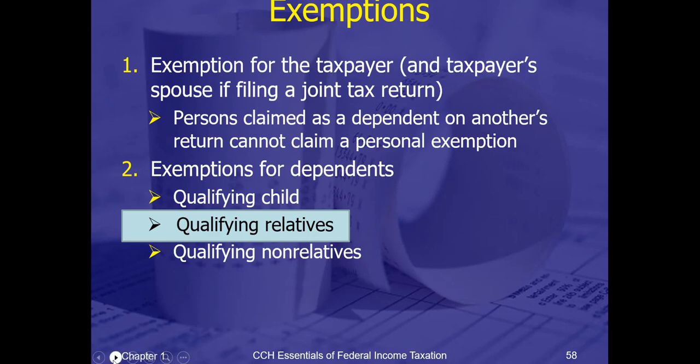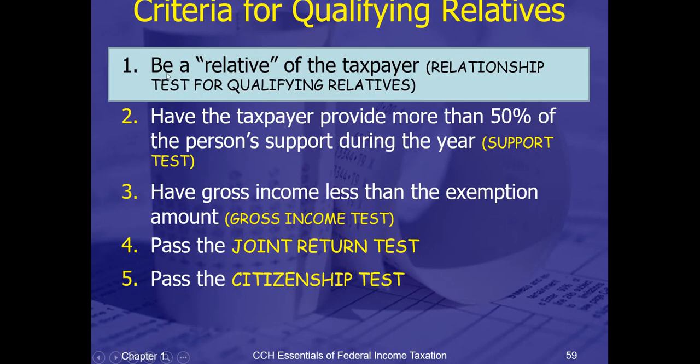Qualifying relatives, you'll notice, has fewer tests. So if somebody isn't a qualifying child, then they might be a qualifying relative. You always start with qualifying child, and then you broaden, okay? So it'd be relative, and the relative list is much longer here than it was for the child.